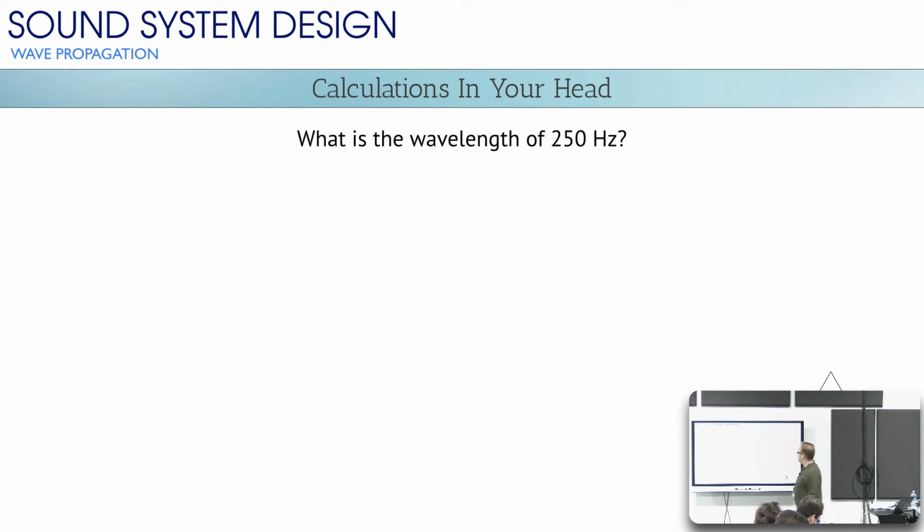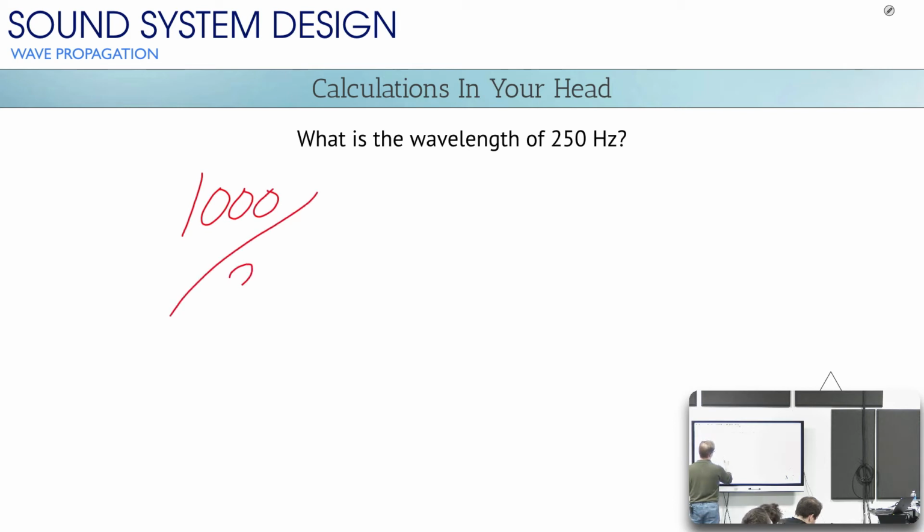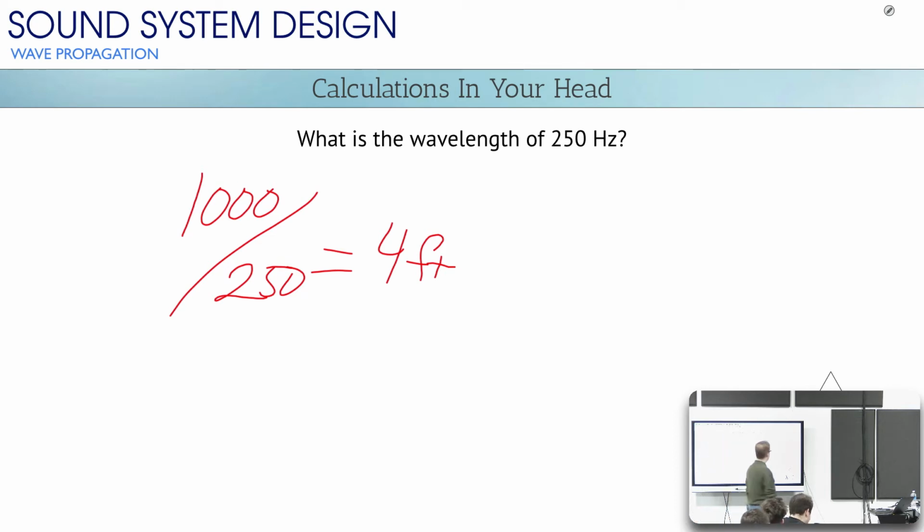How about this one? Wavelength of 250 hertz. So this would be 1,000 feet per second divided by 250. For what? Feet. So 250 hertz is a 4-foot wavelength. So you can start to visualize these things, right? You could really quickly in your head kind of figure out how big this thing is. And that can help you in ways that will make sense later.